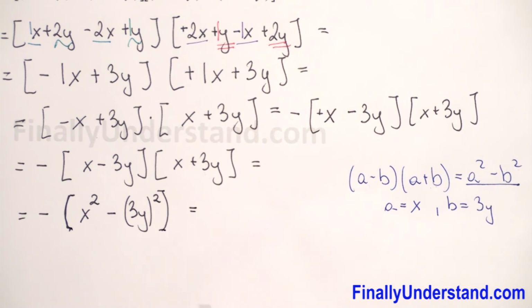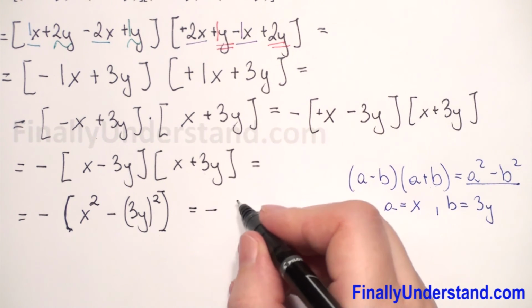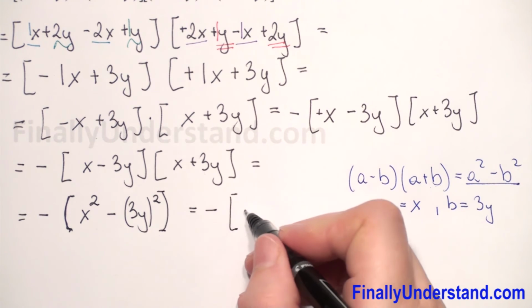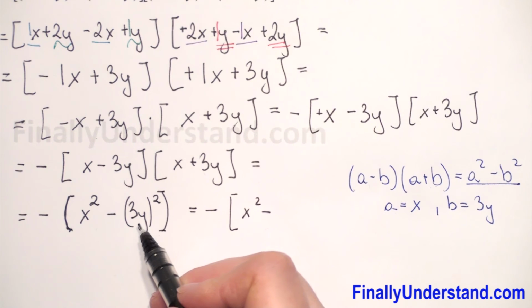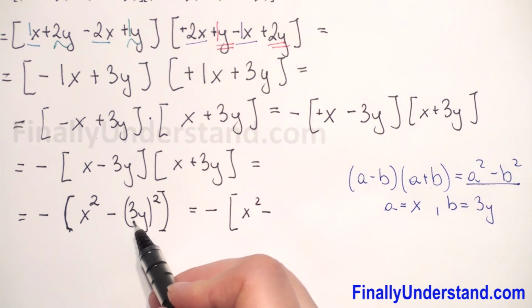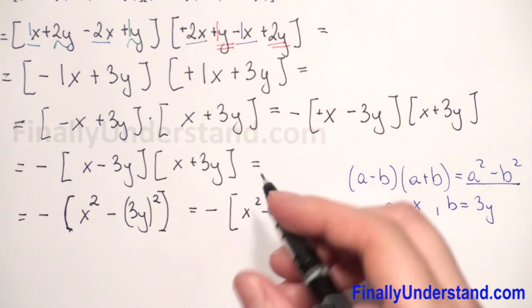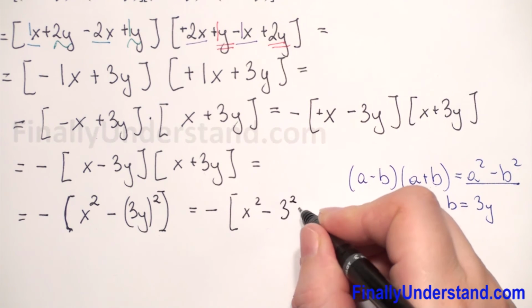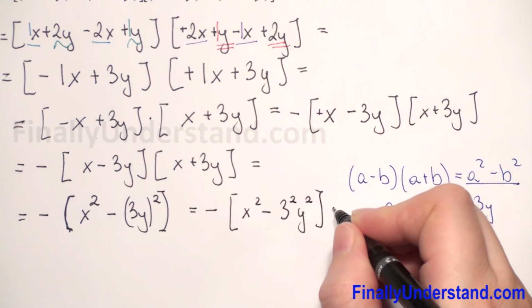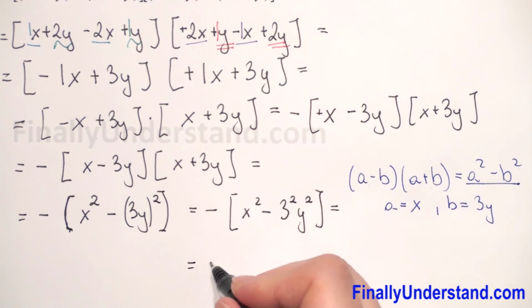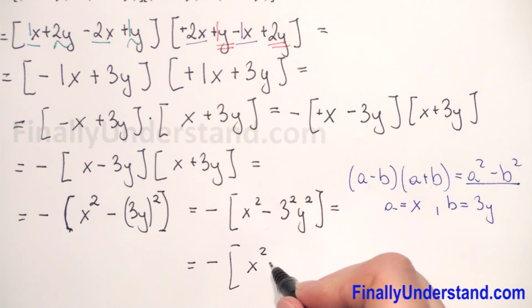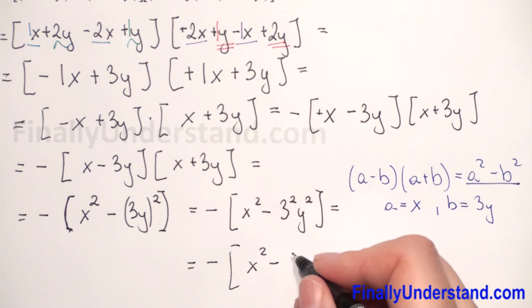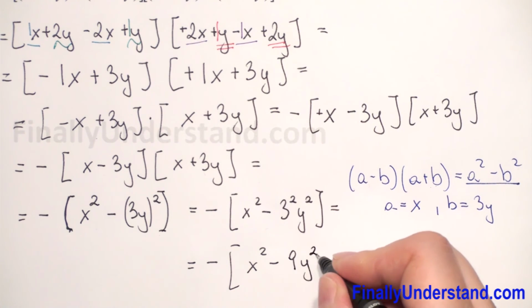So this is equal, negative sign we have to copy, and now in brackets we will have x squared minus 3y to second power. It means we have to take 3 to second power and y to second power. So 3 to second power, y to second power, close brackets. So this is equal, negative sign we have to copy, and we have x squared minus 3 to second power is 9, and y squared we have to copy.